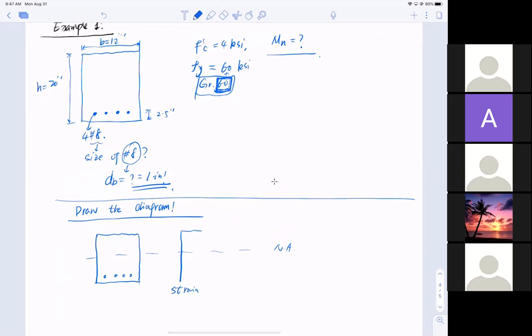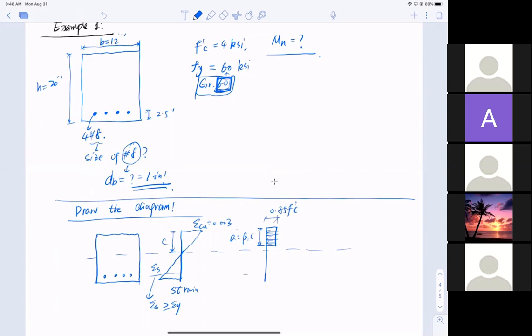On the top here is epsilon cu, and that is always 0.003. Let me remove this space, more space here. Bottom here, epsilon s, and I'm gonna make sure epsilon s is always bigger than epsilon y. But then the Whitney stress block says I have a rectangular compression distribution. Don't forget this is compressive zone c. And this is a, which is smaller than c, beta 1 c, and this is 0.85 f'c.